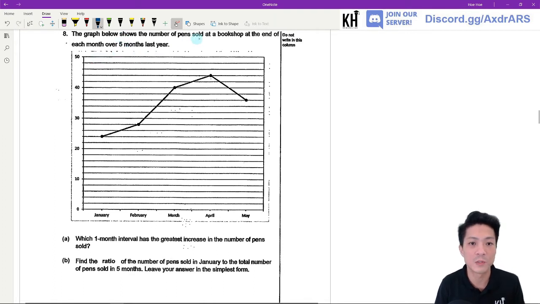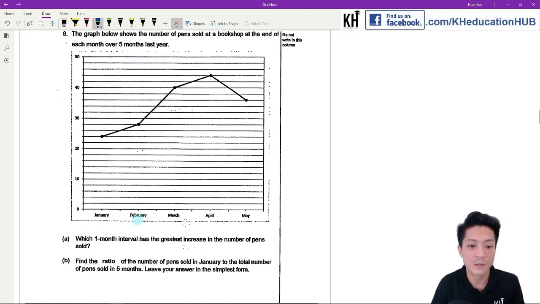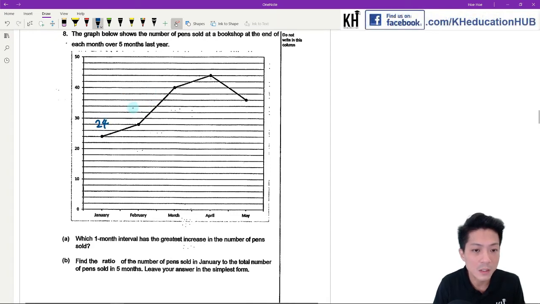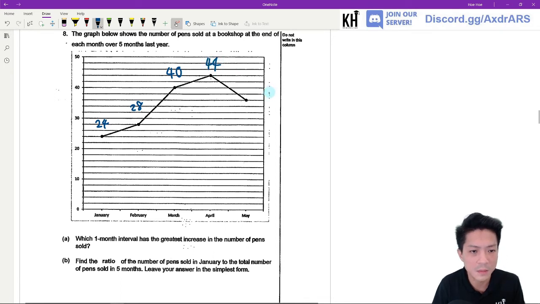Question 8. The graph below shows the number of pens sold at a bookshop at the end of each month over 5 months last year. So that's January, February, March, April, May. Let me write down the numbers first. There are 1, 2, 3, 4, 5 gaps, so each one is 2, 4. This one is 24. This is 28. This is 40. This is 44. And this is 36.